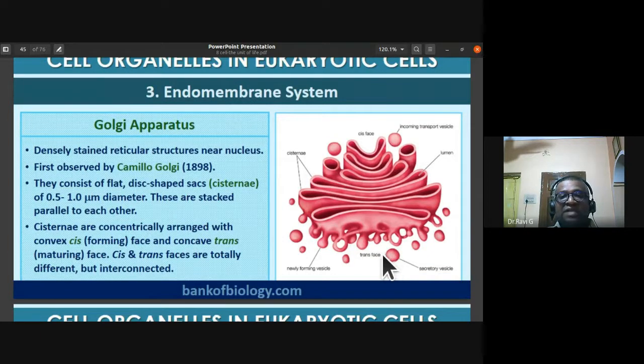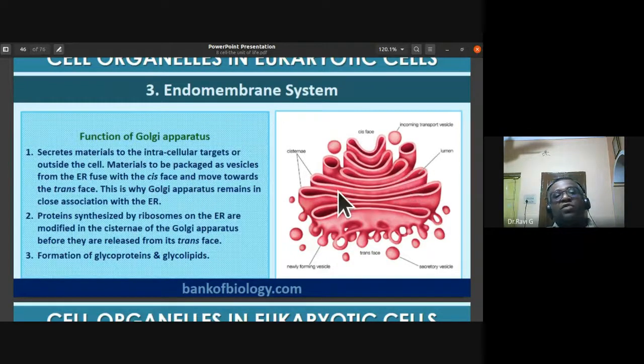So the cis and trans faces are totally different but interconnected. The cis face is convex, and the concave face you find in the case of the trans face. This is what you have to remember regarding the Golgi apparatus.